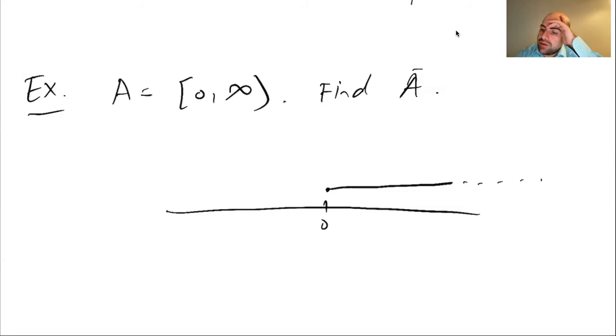Okay, so A complement would be equal to minus infinity to 0. Elements that are not in A.